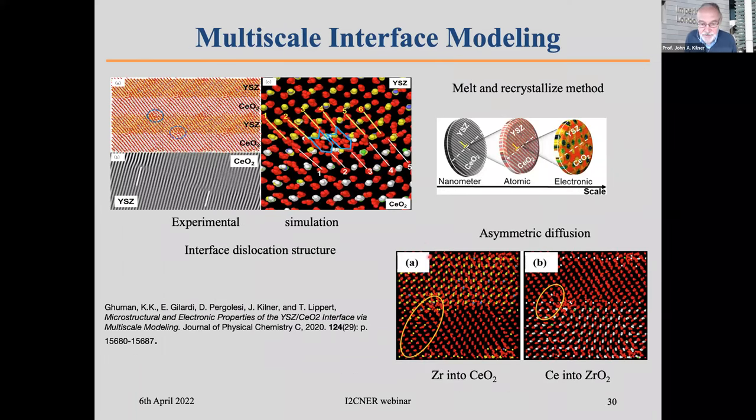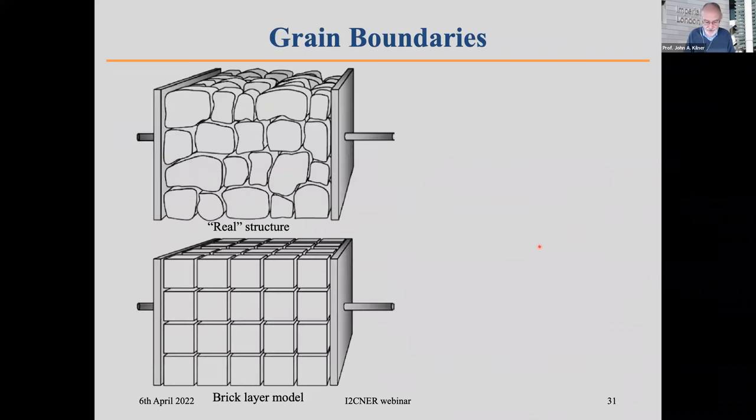I'm going to skip over this, but we need more techniques to be able to look at interfaces. And this is a technique that we use to look at an ionic conductor interface, YSZ and ceria, using this melt and recrystallize method to simulate this interface. And it was quite successful. I'm not going to go into that in detail because we're getting short on time. I want to move on to grain boundaries now.